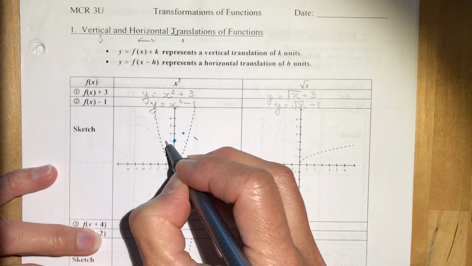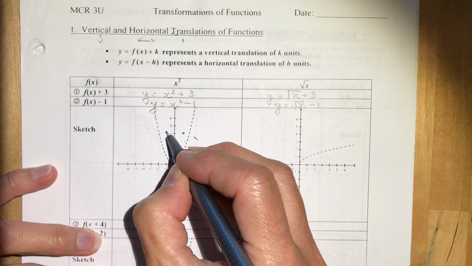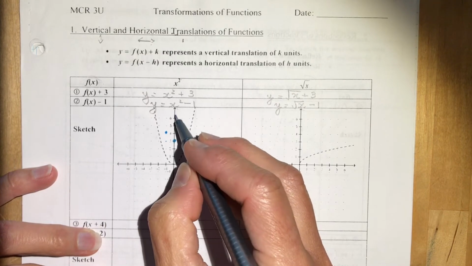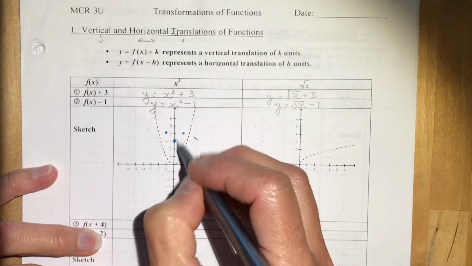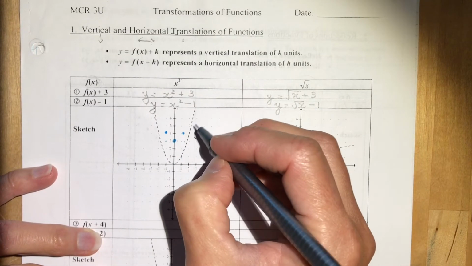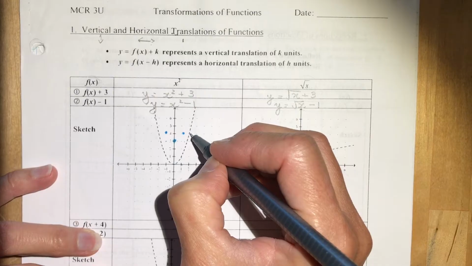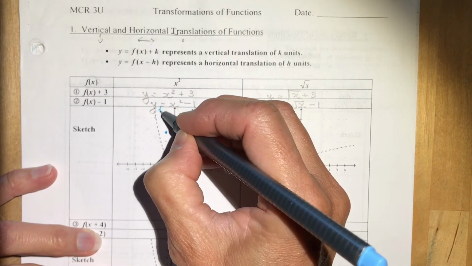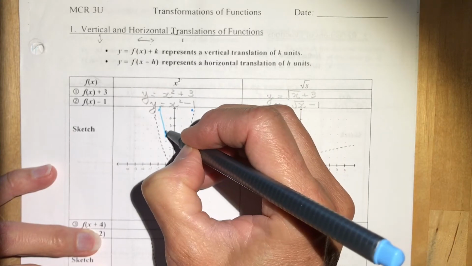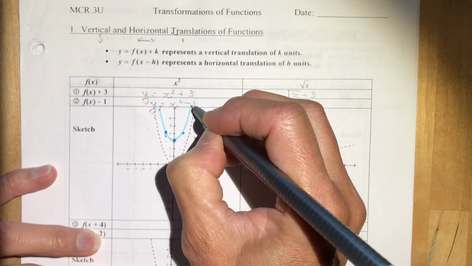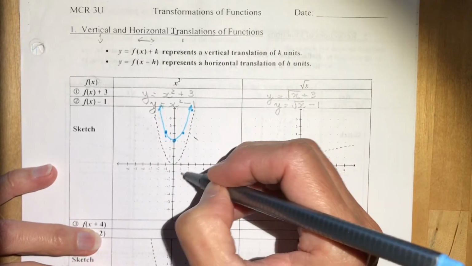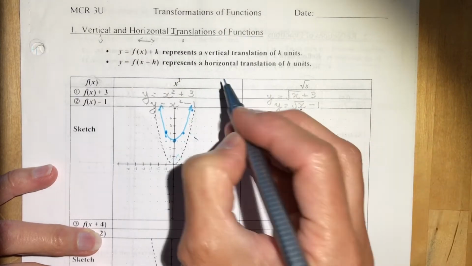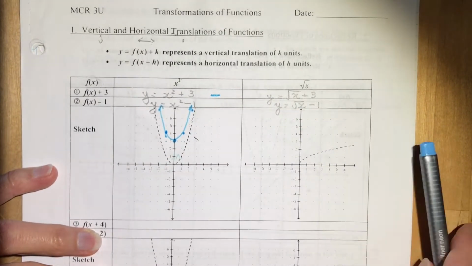So I'm going to go over 1 and up 1. And because parabolas are symmetrical about the line x equals 0, if I go over 1 more, I'm going to go up 3 more. And so my parabola is just shifted up 3 units. So it's the very same shape, but it's been shifted up 3. I'll put a little blue line here so you know that that one matched with that one.